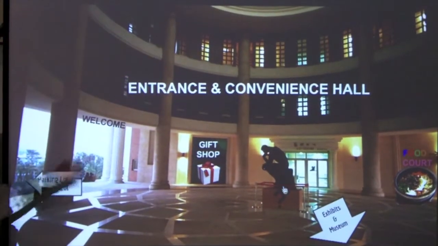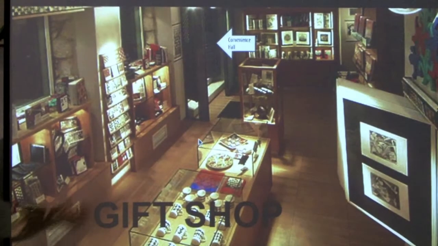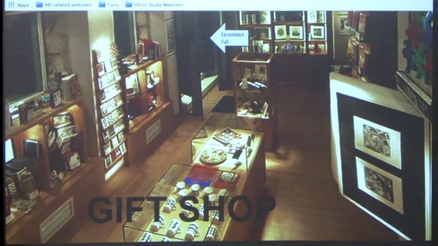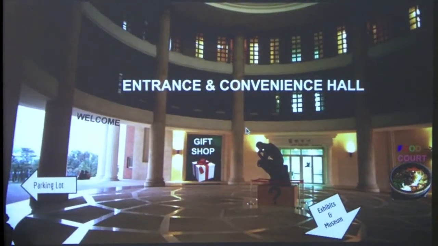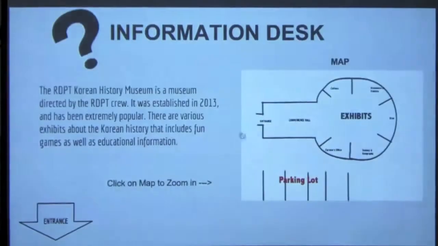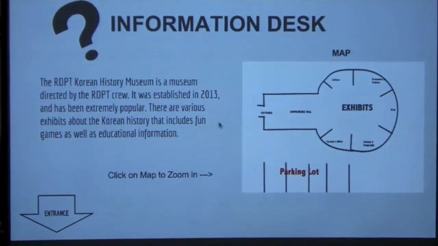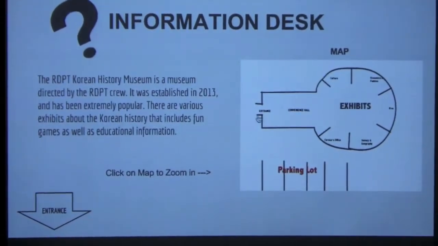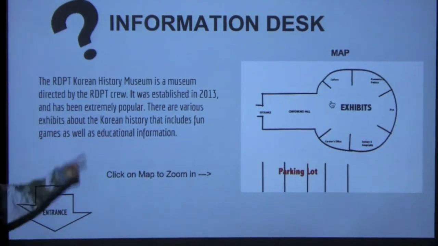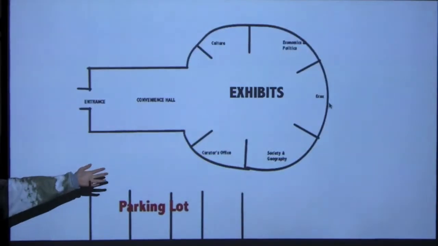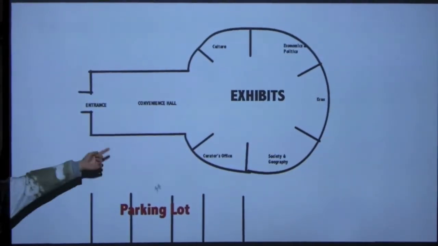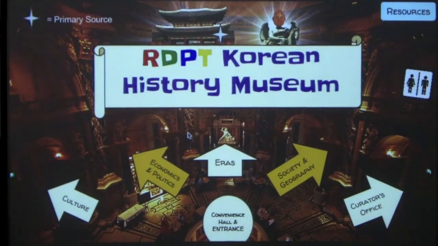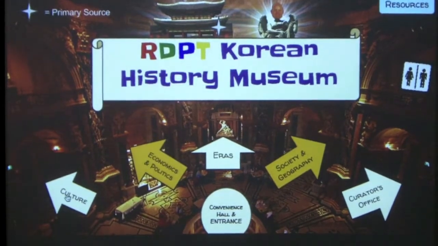We then have a gift shop right here. You can buy really awesome gifts for your friends and family. So this is the information desk. For people who are new here, there's information about who made this museum and when it was established. And if you click on the map, you zoom into it, and if you click on the exhibits, you go into the exhibits place. So first, we'll start off with the culture room.